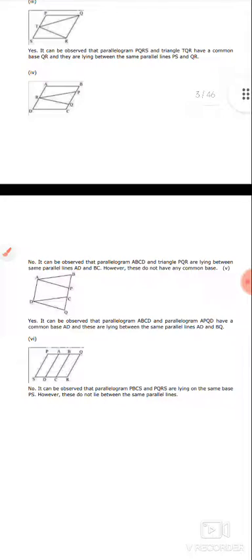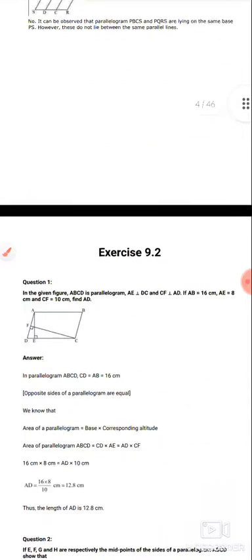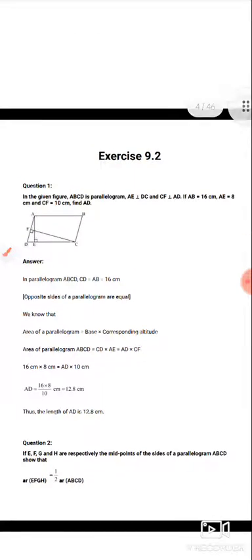Now next is exercise 9.2. Question number 1: in the given figure, ABCD is a parallelogram, AE is perpendicular to DC and CF is perpendicular to AD. If AB is equal to 16 cm, AE is equal to 8 cm and CF is equal to 10 cm, find AD. You have to find AD.